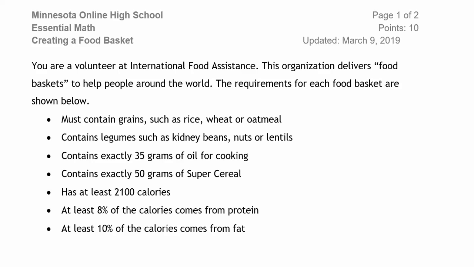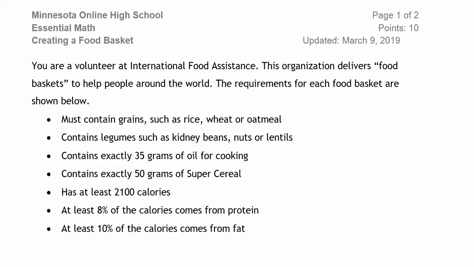This assignment will show you an example of how to work through the Creating a Food Basket assignment. Imagine you are a volunteer at International Food Assistance. This organization delivers food baskets to help people around the world. The requirements for each food basket are shown below.